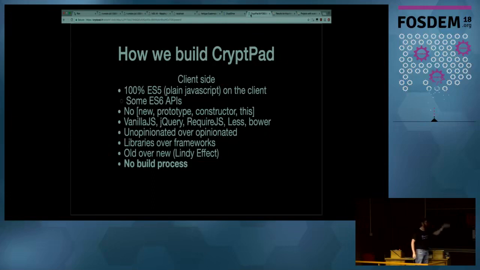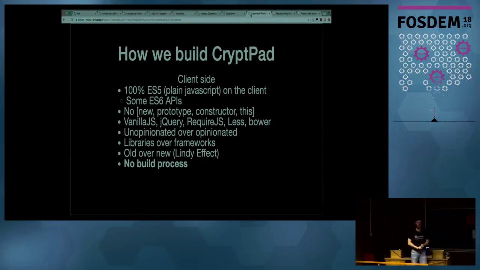New prototype constructor, this. JavaScript, the bad parts, we don't allow that. Like, we don't want that. We use vanilla JS. We use some jQuery. We use a lot of require.js. We prefer unopinionated. We prefer libraries. We prefer old things.